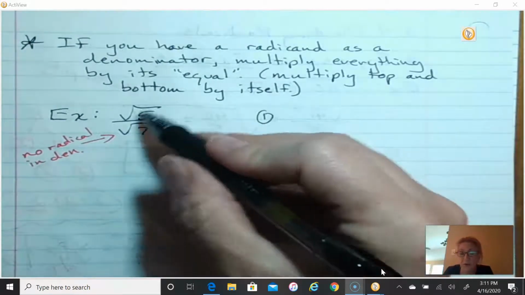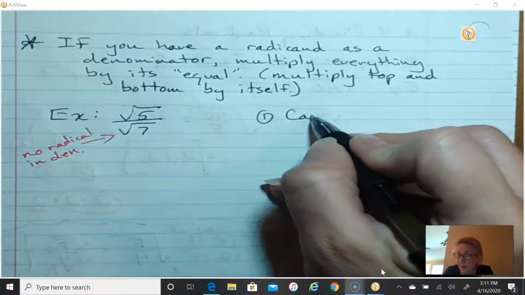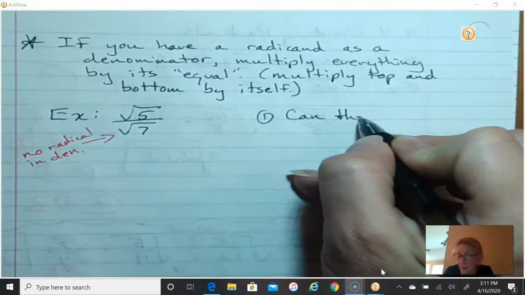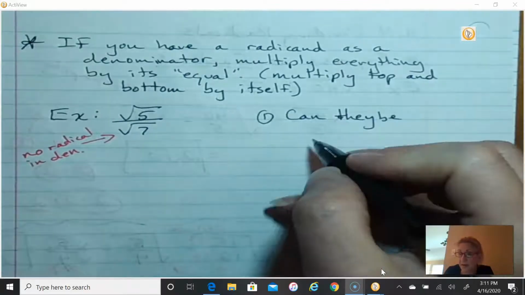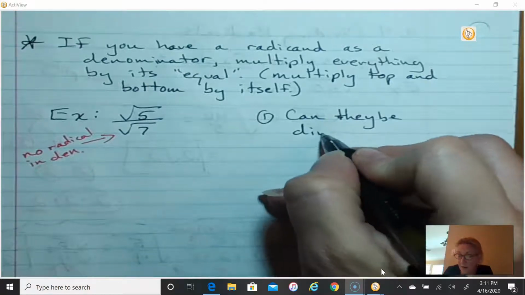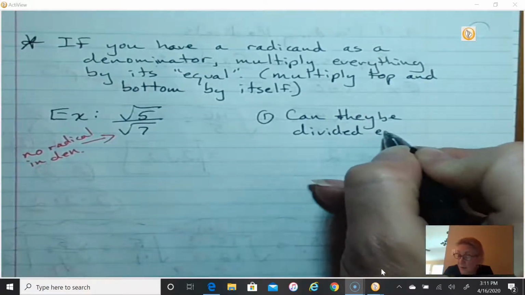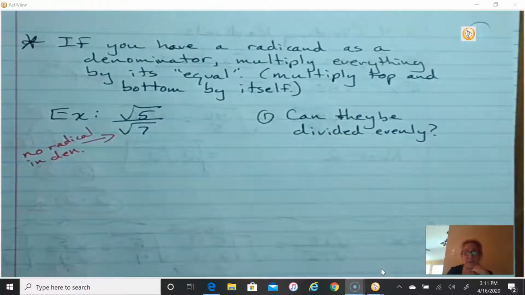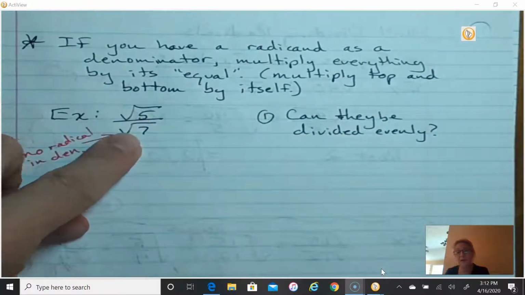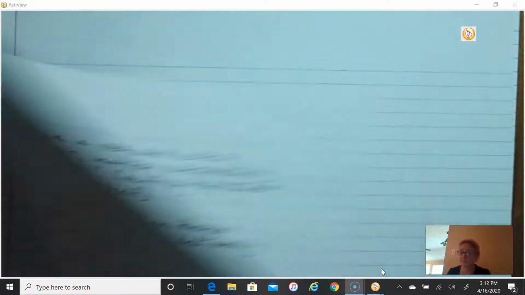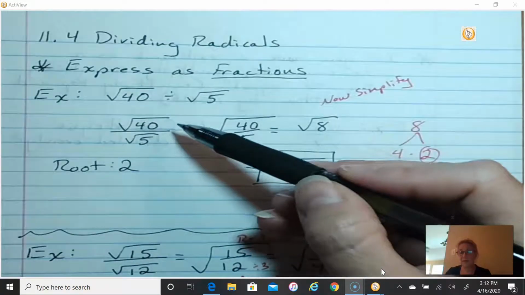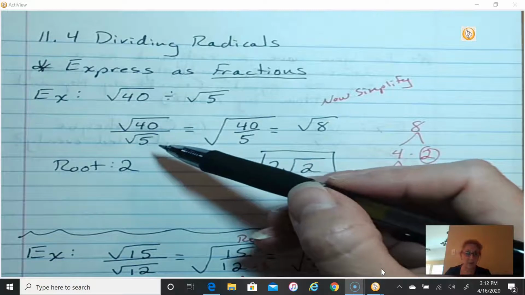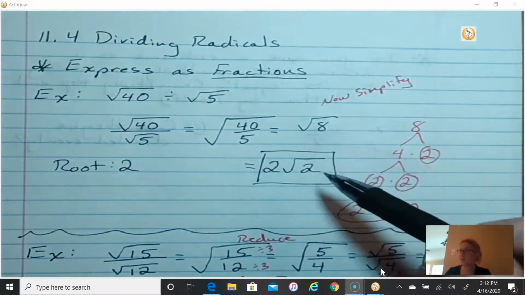The first step, when you get a problem like this, you ask, can they be divided evenly? Can these two be divided evenly? Can 5 be divided by 7 evenly? Like this. Can 40 be divided by 5 evenly? Yep. So we were able to work it.